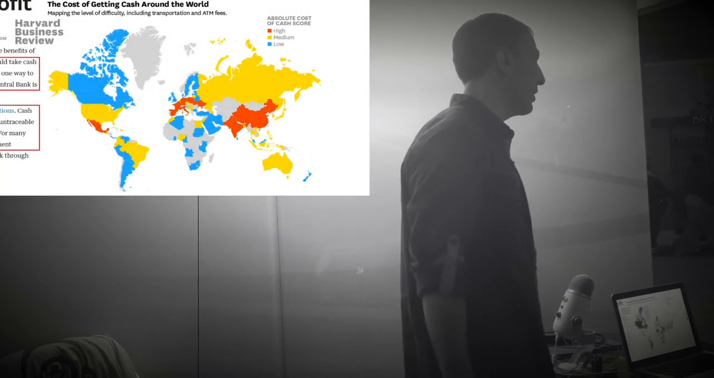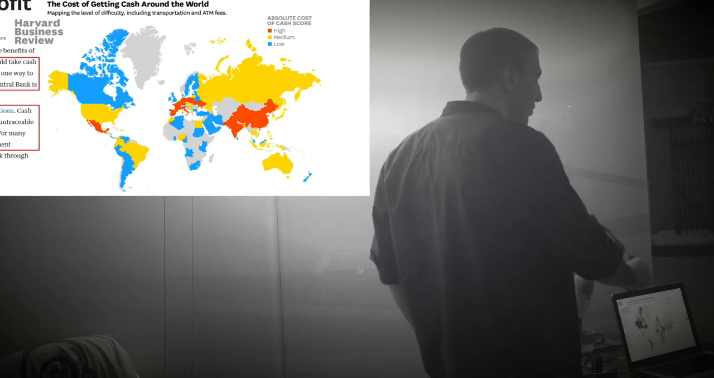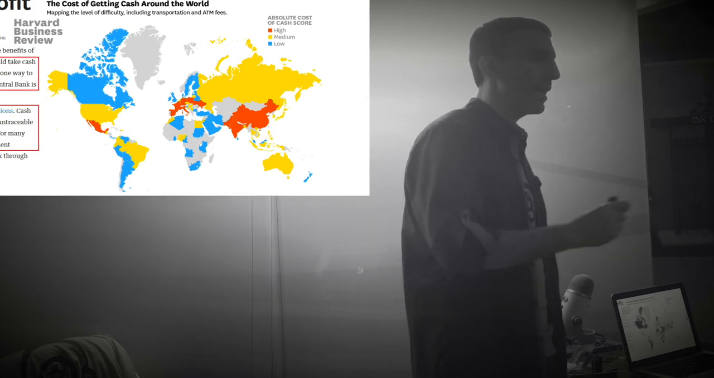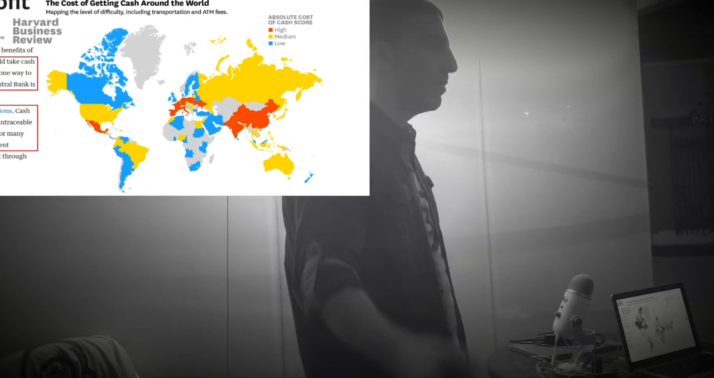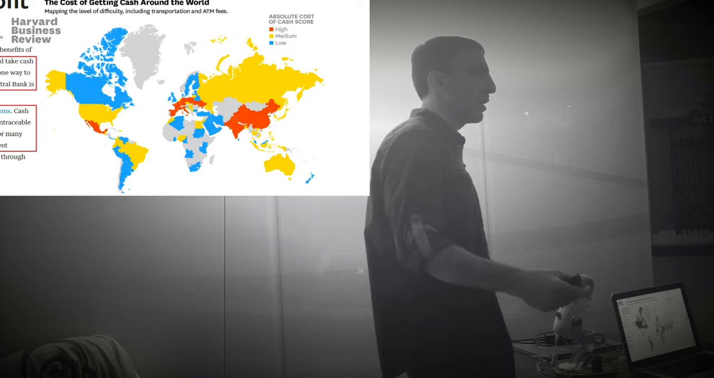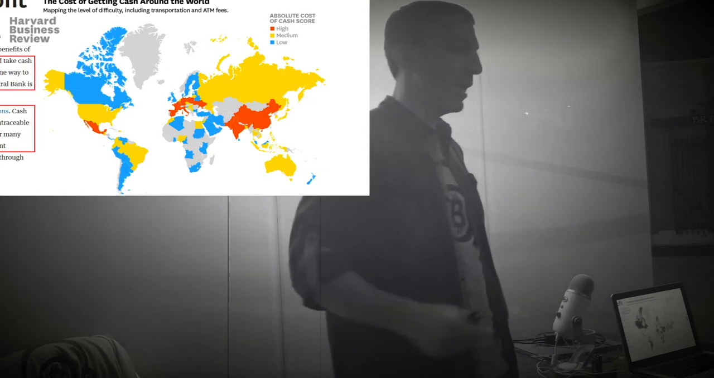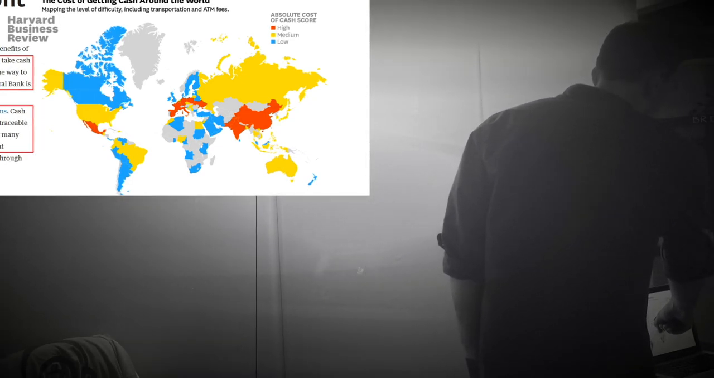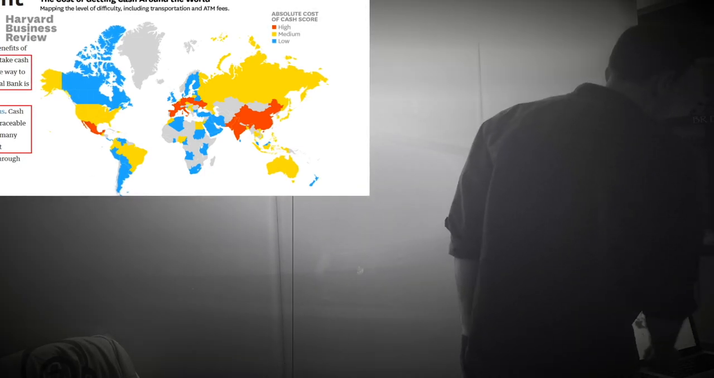Here's a map that Harvard did, and in this map, they gave colors to the countries. So blue means it's very cheap for the government in that country to maintain a cash economy: stocking ATM machines, printing the money, distributing the money. If it's yellow, that means it's somewhat expensive for the government to maintain a cash economy. And if it's red, that means it costs the government a lot of money to maintain a cash economy. You can see Central Europe is actually red. Germany spends a lot of money trying to maintain a cash economy, and so does China, and so does India, and so does Mexico.